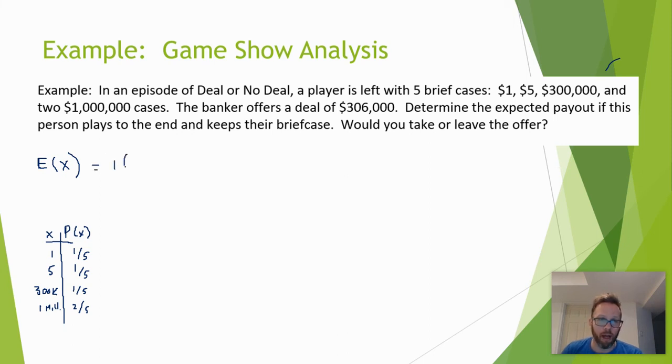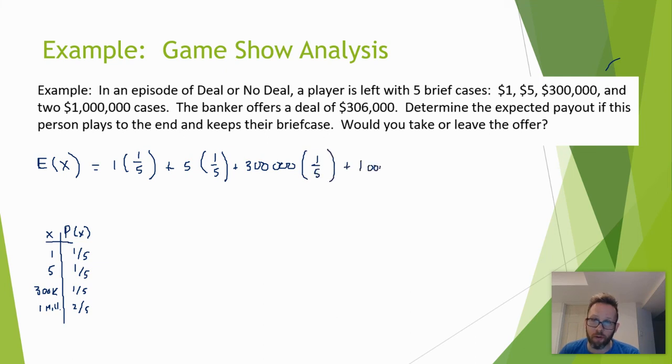Outcome of 1 has a 1 in 5 chance of being selected if we go to the end, right? The $5 case has a 1 in 5 chance of being selected, and then 300,000 has a 1 in 5 chance of being selected, and then the 1 million has a 2 in 5 chance of being selected. So why don't you guys find that expected value? Is it more than the banker's offer? Is it less than the banker's offer? So let's find out.